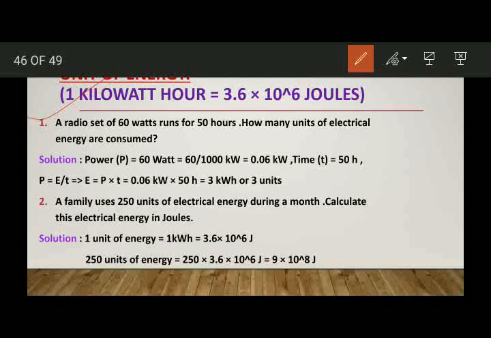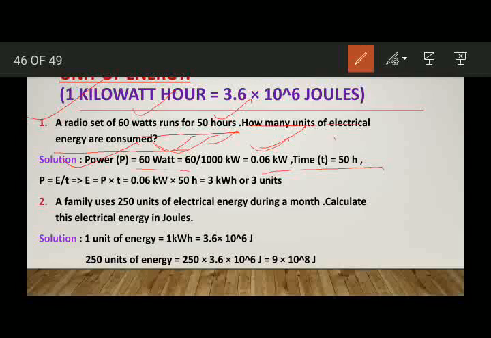A radio set of 60 watt runs for 50 hours. We have been given the power of the radio as 60 watt. It is running for 50 hours, meaning time is given as 50 hours. We will convert watt into kilowatt because the question asks how many units of electrical energy are consumed. One unit means 1 kilowatt hour. So we will find the answer in kilowatt hour first, and then it will be equal to the units. We convert watt into kilowatt by dividing by 1000. We get 60 by 1000 or 0.06 kilowatt.